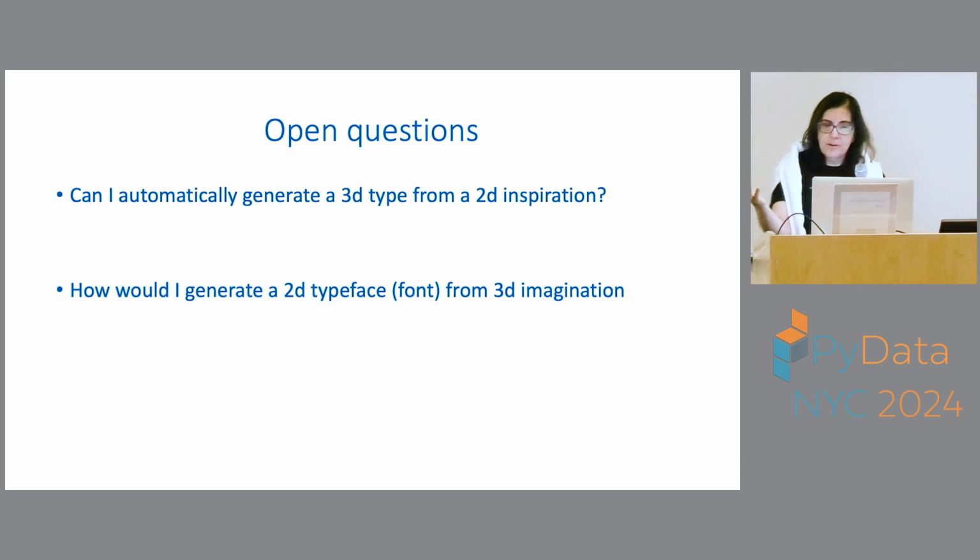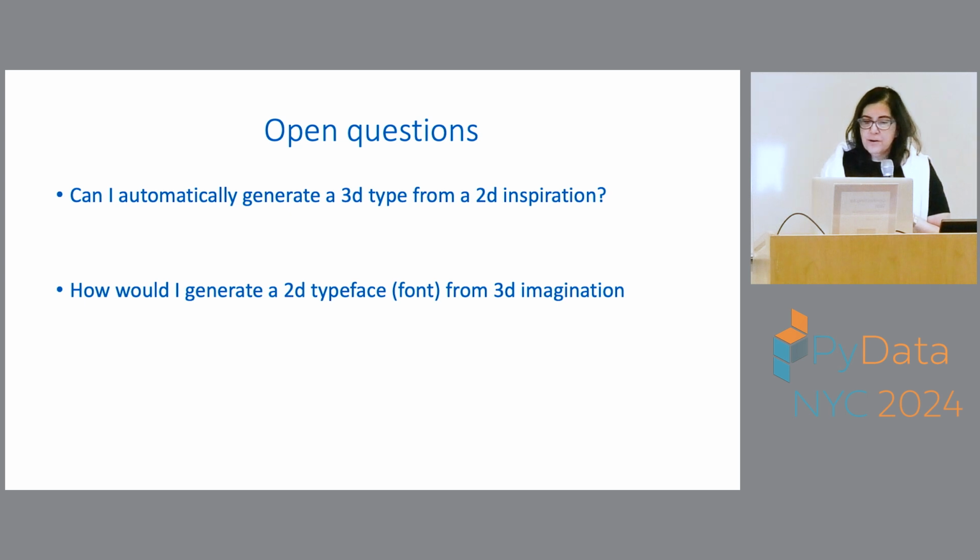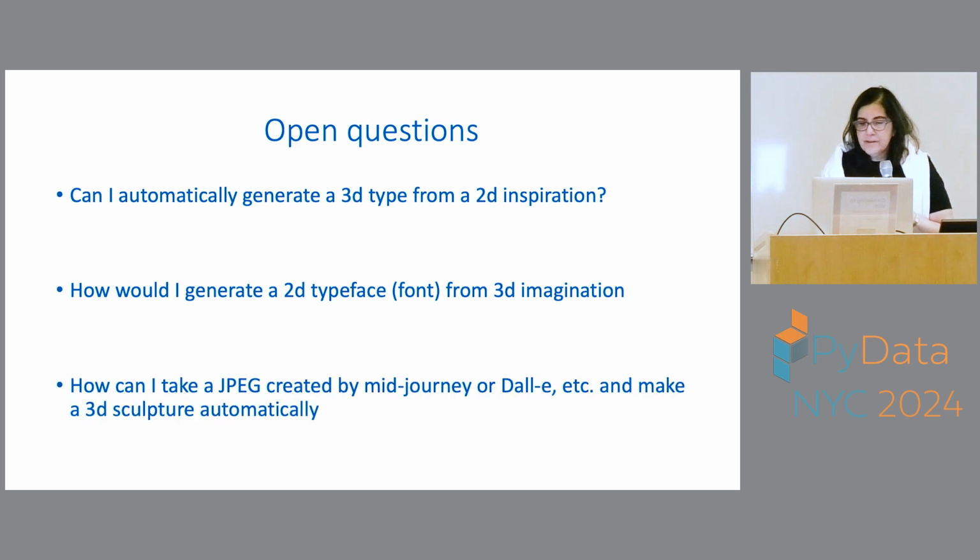So how do I do 3D to 2D? How do I do 2D to 3D? How can I take a JPEG and then make it a 3D sculpture? That's it. Thank you.